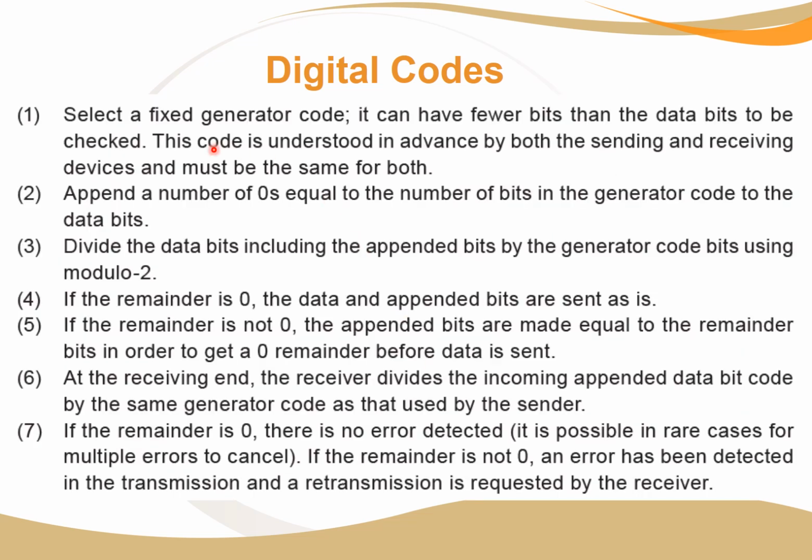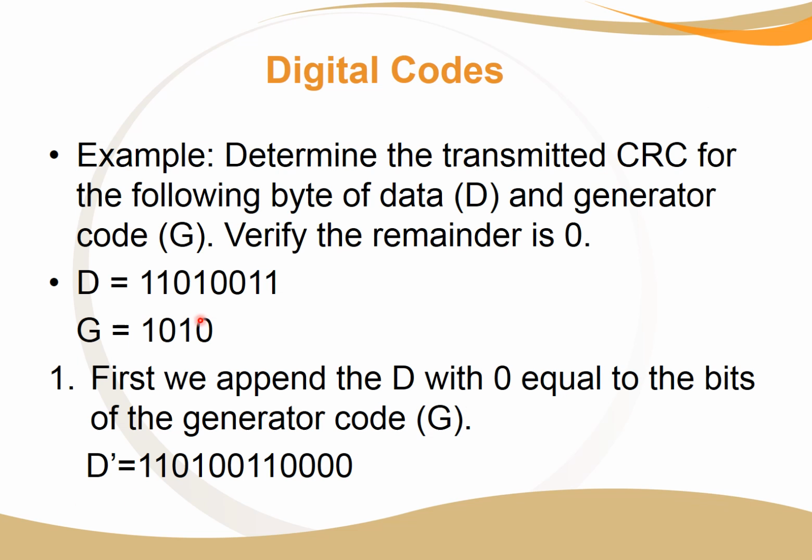So this is the method we have to follow. Follow all these steps. I'm not going to go through them because it's boring just reading stuff off. We'll do an example. So example, determine the transmitted CRC for the following byte of data. We call D for data and G for generator code. Verify the remainder is 0. Of course, if the remainder is not 0, there's an error.